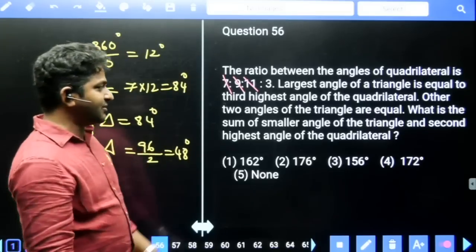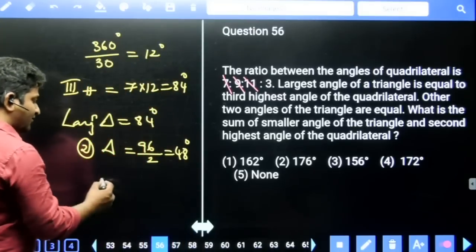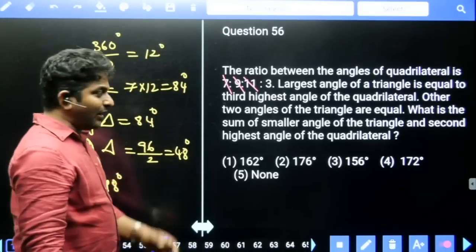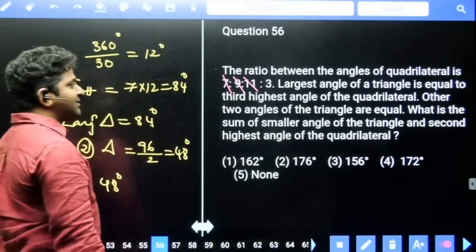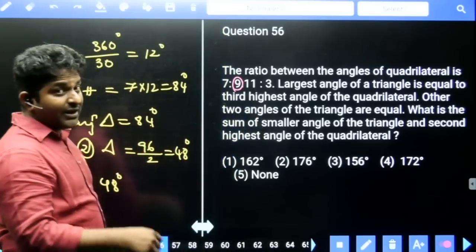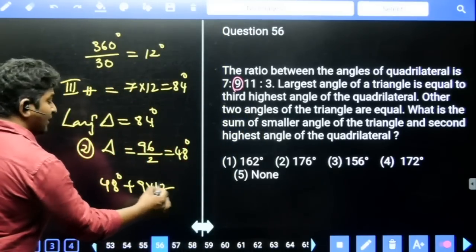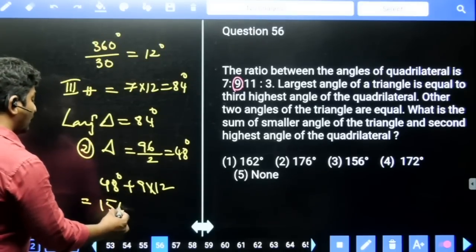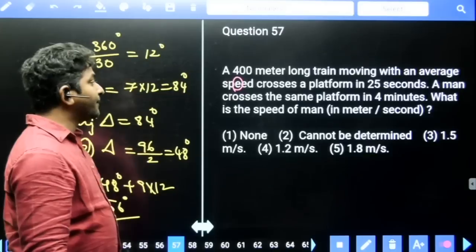Now, what is your question? What is the sum of the smaller angle of the triangle and the second highest angle of the quadrilateral? The smaller angle of the triangle is equal to 48 degrees, because this is the higher, and the other two are equal. The second highest angle of the quadrilateral is equal to 9 parts, that is 9 into 12, 108. 48 plus 108 is equal to 156 degrees. 156 degrees, third option answer.